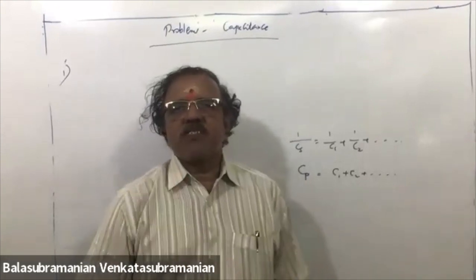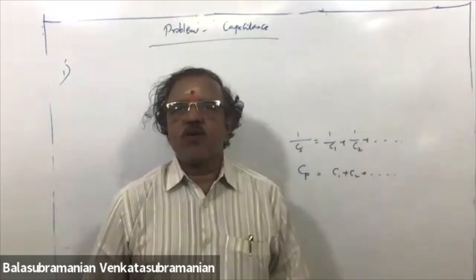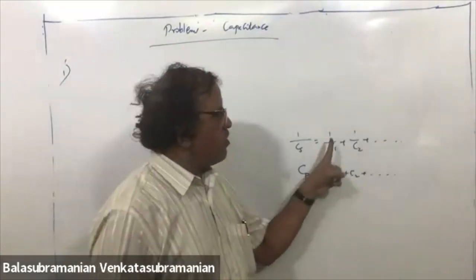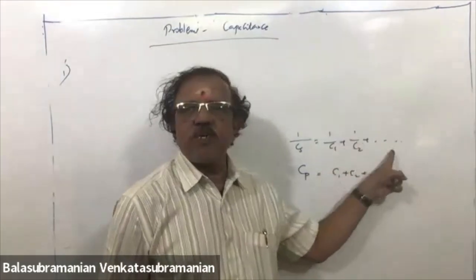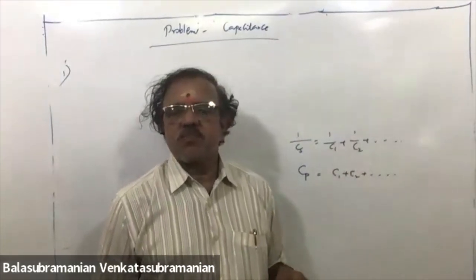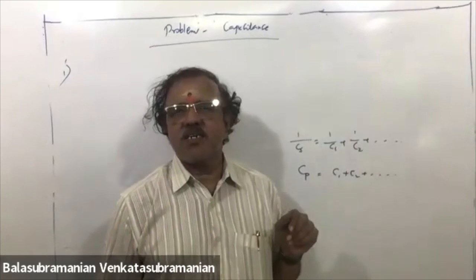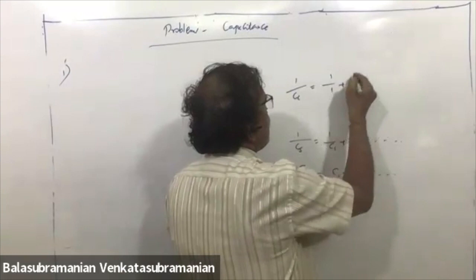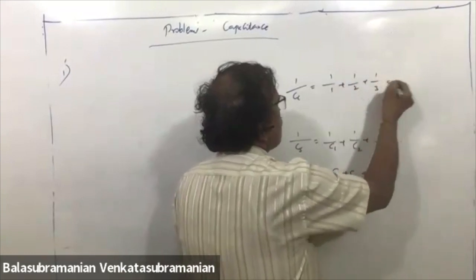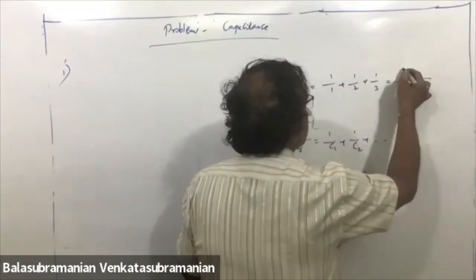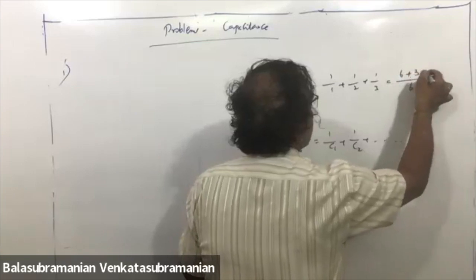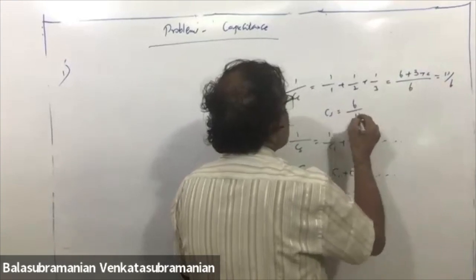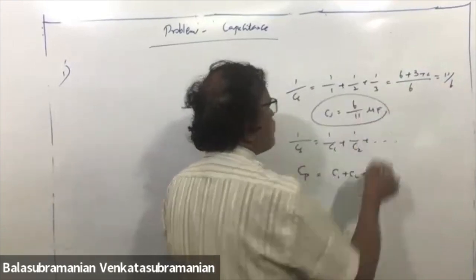Suppose three capacitors are given: 1 microfarad, 2 microfarad, and 3 microfarad. Here it will be 1 by 1 plus 1 by 2 plus 1 by 3. When you calculate the resultant, 1 by Cs is equal to 1 by 1 plus 1 by 2 plus 1 by 3. 6 is the LCM. 6 plus 3 plus 2, 11 by 6. So Cs is equal to 6 by 11 microfarad.